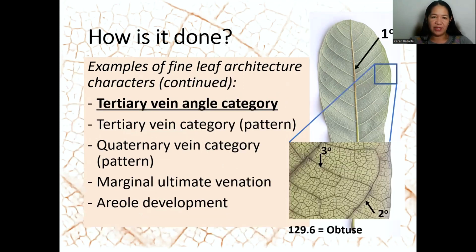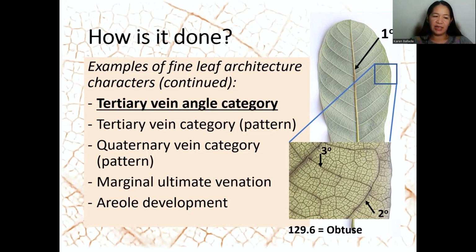Okay, next, tertiary vein angle category. So we're done with the primary vein, we're done with the secondary vein, and now we're down to the tertiary vein angle category. If the secondary veins are veins that originate from the primary vein, it also follows that the tertiary veins originate from the secondary vein. As you can see there in the illustration, the number 3 there. So you have there the primary vein, and then in the magnified part of the leaf there, you have a close-up of the secondary vein, and of course the tertiary vein.